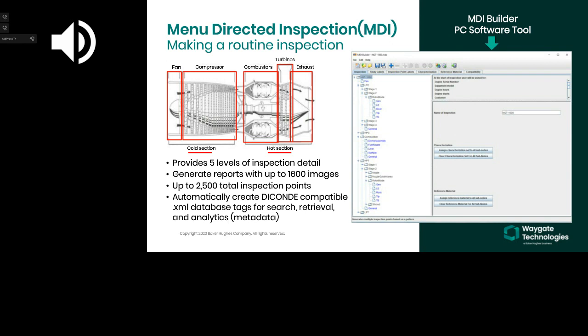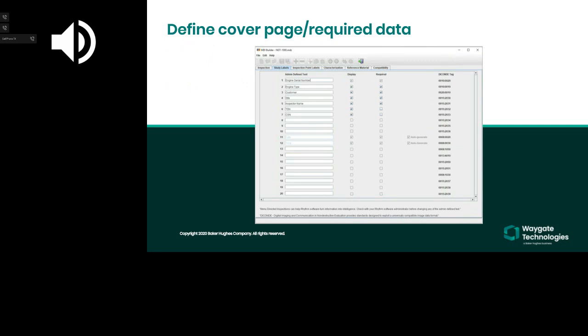I can get as granular as going down to 5 layers. You remember when you were doing the outlining class in college or high school, you always went down to the sublayers. This will let you go 5 notes deep, take up to 1,600 pictures with 2,500 inspection points that are all DICONDE tagged. That's a trivia question. What is DICONDE? You see them down the right-hand side of the page there.